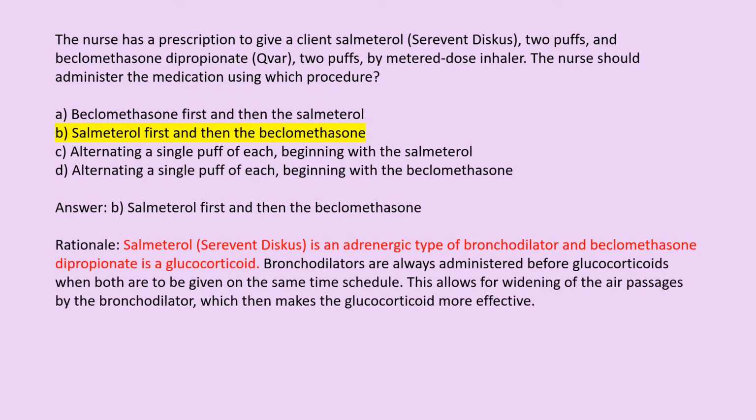Answer. B. Salmeterol first and then the beclomethasone. Rationale. Salmeterol, Serevent Diskus, is an adrenergic type of bronchodilator and beclomethasone dipropionate is a glucocorticoid. Bronchodilators are always administered before glucocorticoids when both are to be given on the same time schedule. This allows for widening of the air passages by the bronchodilator, which then makes the glucocorticoid more effective.